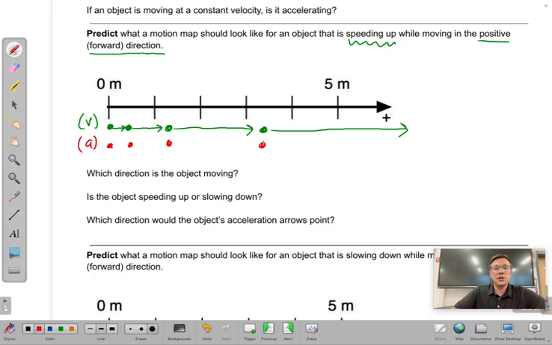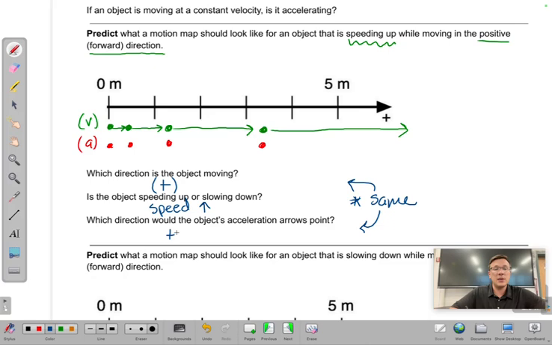And we'll need to pick a direction for the acceleration. So let's actually answer the questions before we do that. Okay? So it says, which direction is the object moving? It told us the object was moving in the positive direction. And is the object speeding up or slowing down? It told us that it was speeding up. So that means when the object is speeding up, these answers are going to be the same for this one and this one.